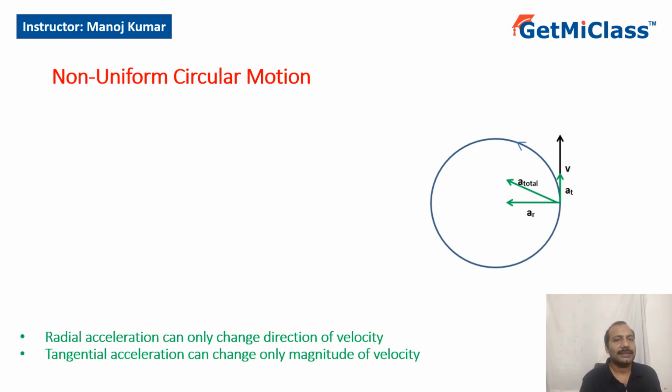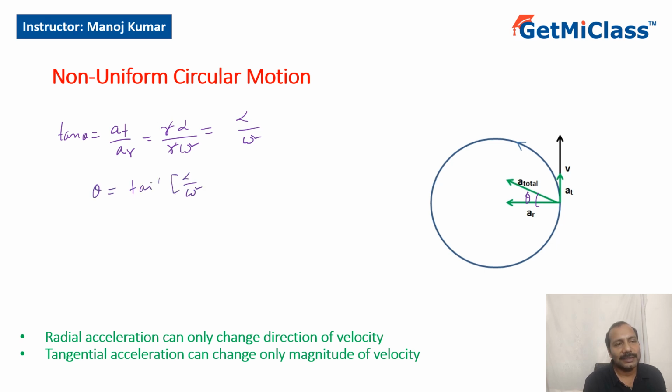Now from these two things, the total acceleration would make some angle theta. If this is theta, then tan theta would be equal to at by ar. We know at is r alpha, and ar can be written as r omega square. If I cancel r and r, I'll have alpha by omega square. So theta equals tan inverse of alpha by omega square. This is the angle at which the total acceleration acts with the radius of the circular path. Now, the magnitude of net acceleration would be under root of ar square plus at square. So this is the net acceleration.